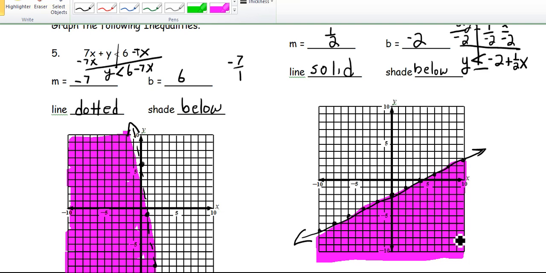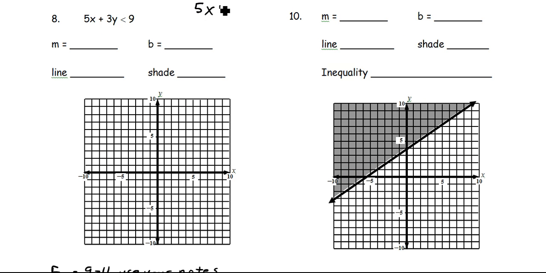All right, just a little bit farther. This is the last one that I'll be doing with you. I'm going to rewrite this: 5x plus 3y is less than 9. We're going to solve for y.